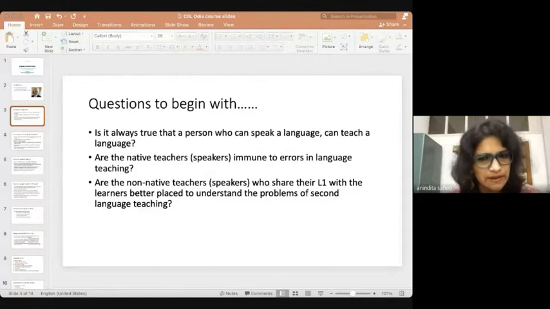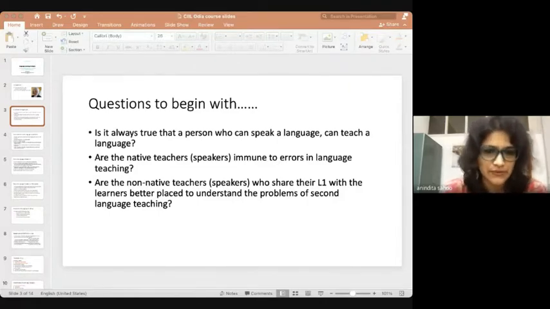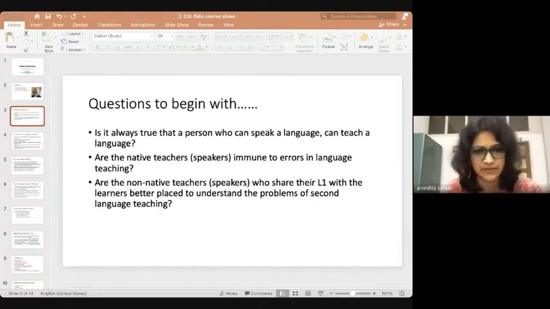Is it really true? Considering I'm a native speaker of Odia, I speak it fluently, it is my first language, my mother tongue. I was born and brought up in Odia, in Orissa. Does it mean that if I ever teach in an Odia language classroom, I am immune to making errors? No, that's probably not true. Again, you think about it. These are the questions you should have an idea about by the end of the session.